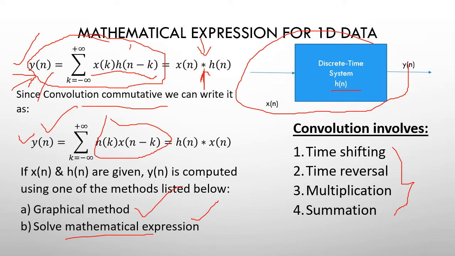If you look at this expression, you have time shift operator, that is n. You have minus k in place of k, that means time reversal. Then you need to multiply these two sequences. You have multiplication. Then you need to sum up this product. That means summation is there. So four operations need to be performed to get y of n.